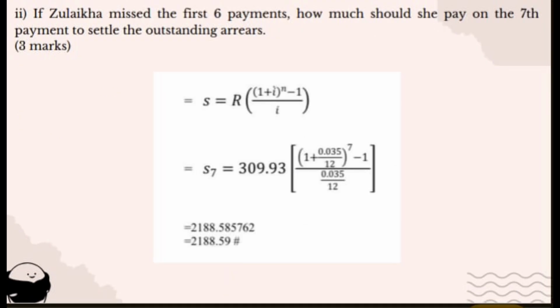Question 2. If Zulaika missed the first 6 payments, how much should she pay on the 7th payment to settle the outstanding arrears? First, you just find the S, because the question 1 S, and then you just use the formula given, and then you just put the number, and then you can get the answer.